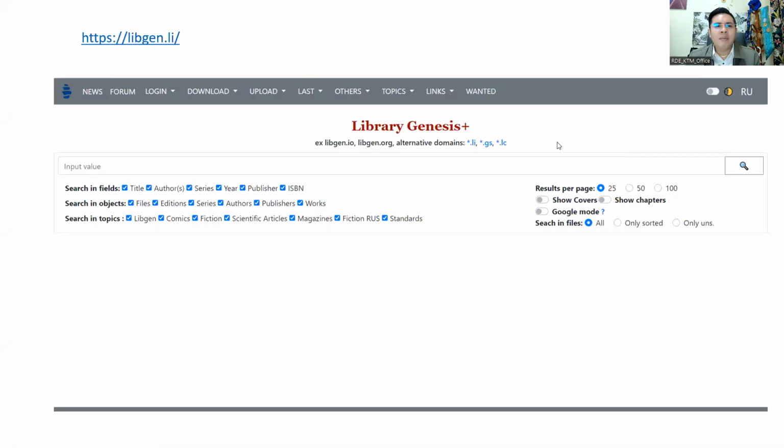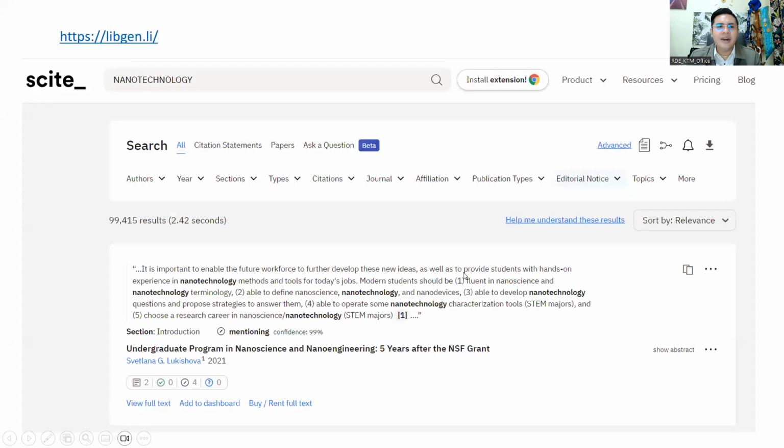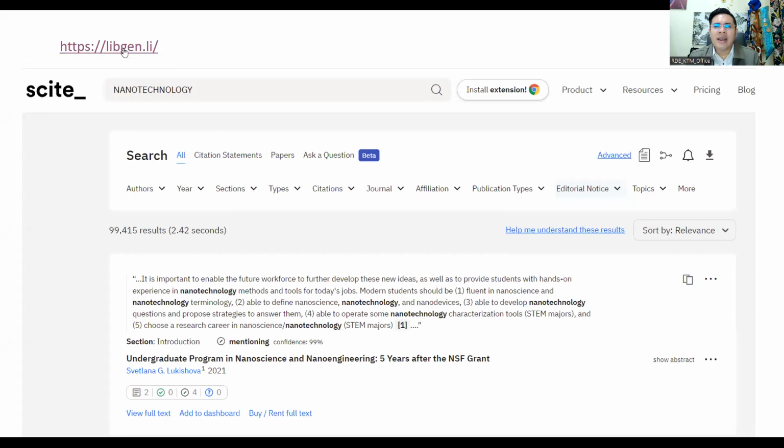Okay, moving on. I presented a while back the use of Library Genesis. Please go to LibGen and you can get literature here. Eventbrite is another important database wherein you can get good references.